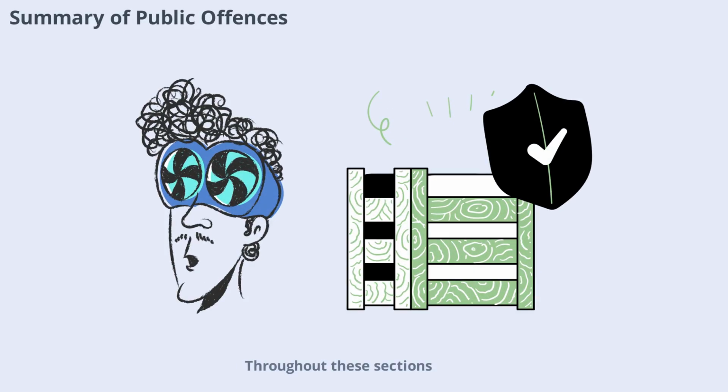Throughout these sections, the law addresses a wide range of offences affecting public health, safety, convenience, decency, and morals. From nuisance and disease spread to adulteration and dangerous conduct, each provision aims to protect society and maintain order. Understanding these laws helps us appreciate the importance of responsible behavior and the consequences of negligence or malicious intent.